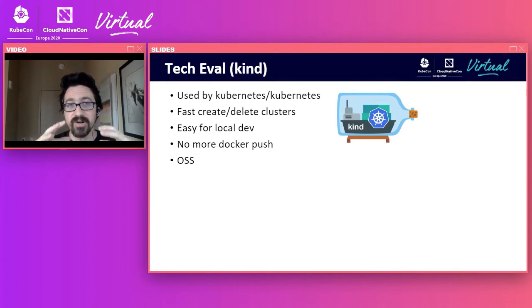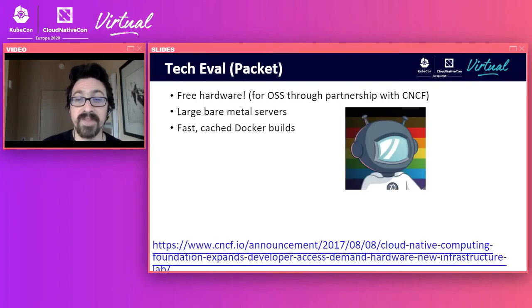And then we started looking at what things we can build around this one piece of technology. The next one's a bit of a curveball. We ended up using Packet for bare metal servers to do very fast builds and Docker caching and running all of our kind clusters. And the reason we selected them was because they have a partnership with the CNCF that provides free compute to open source CNCF projects. That's huge.